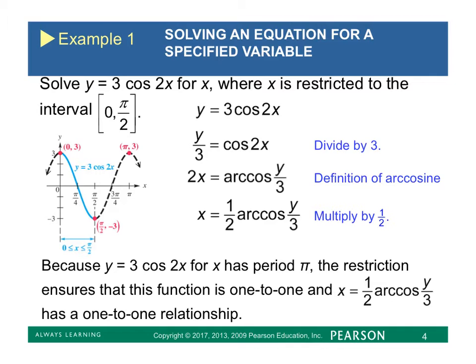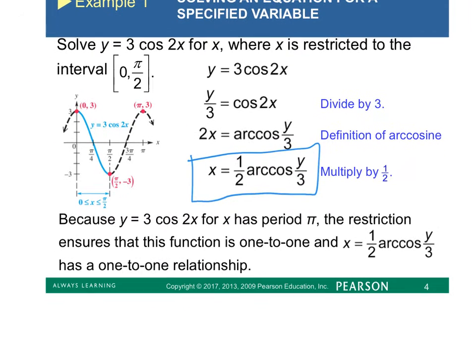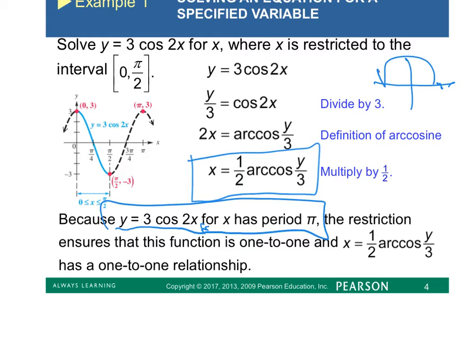First of all, I want to pay attention. Do we have the same answer? We have the same answer. Because y equals 3 cosine of 2x, it's a double angle. Cosine usually goes from 0 to pi. That's your principal angles of cosine.